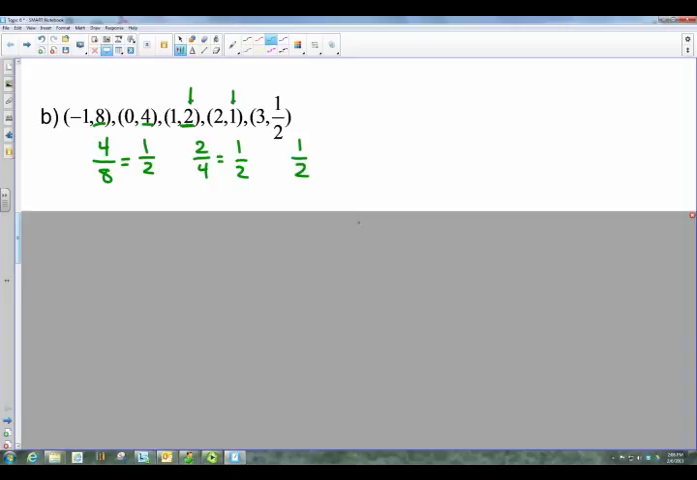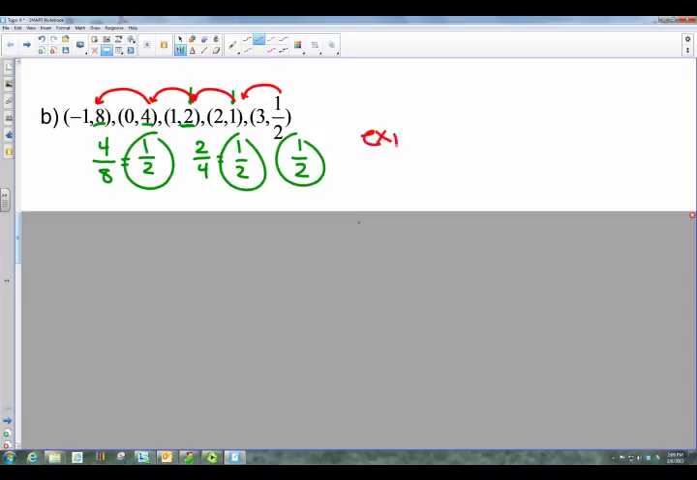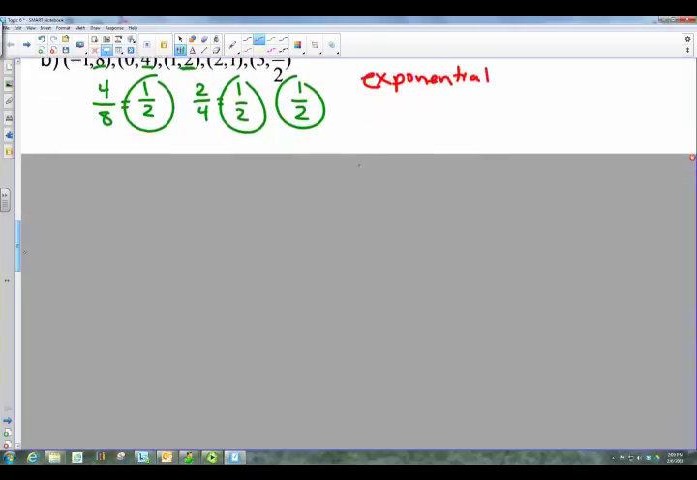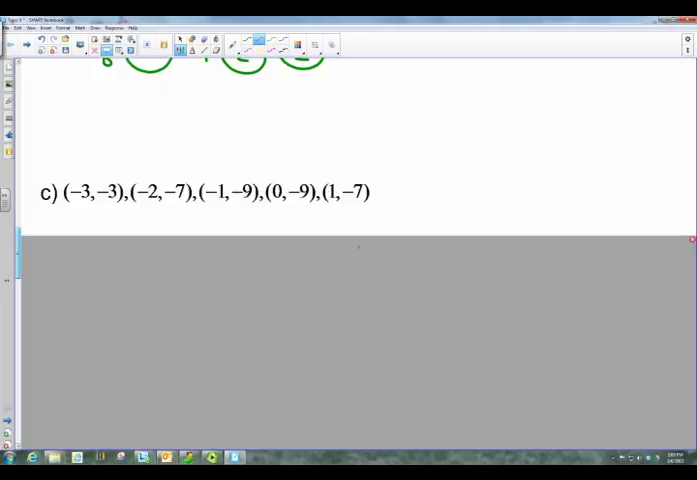And that's the ratio. Okay, so since this has a common ratio of 1/2 in all of these cases, again it was 4 over 8, 2 over 4, 1 over 2. I could do 1/2 over 1. All of those are equal to 1/2, so this is exponential. And that's how you determine that one. Okay, let's look at the next.